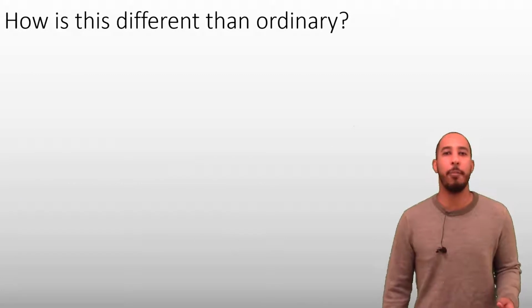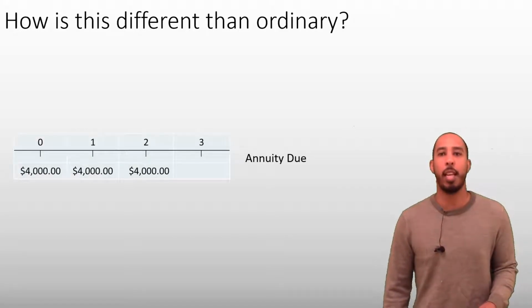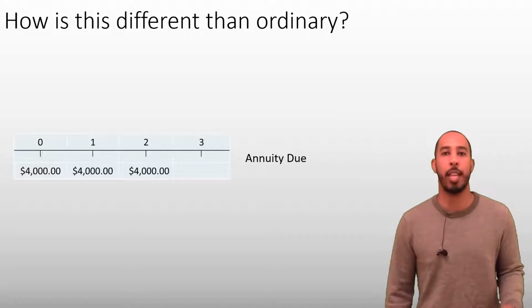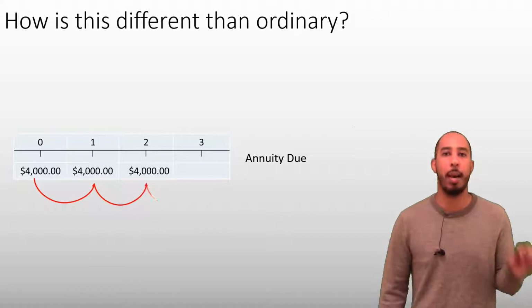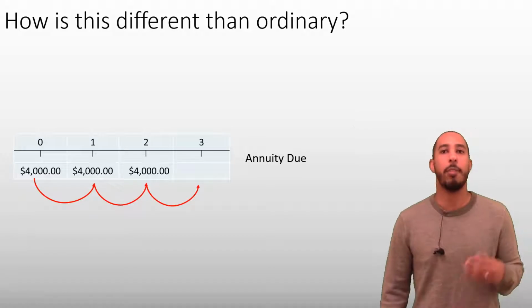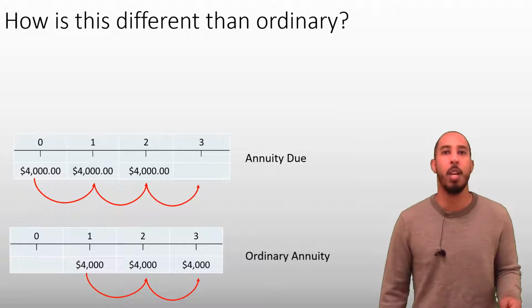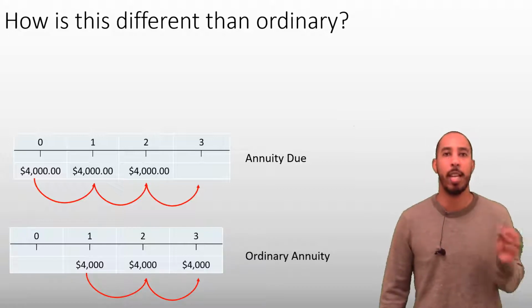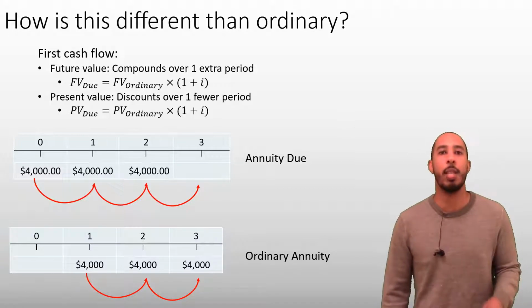So what makes this any different from the ordinary annuities we looked at previously? The difference comes down to the interest effects of the first cash flow. Let's take a look at how many times interest is compounded on the first cash flow for an annuity due. Interest on the first cash flow is compounded over 3 periods, from time 0 to time 1, from time 1 to time 2, and from time 2 to time 3. The first cash flow on an ordinary annuity, on the other hand, only gets interest twice, from time 1 to time 2, and time 2 to time 3. The result of all this is the annuity due is a larger value.